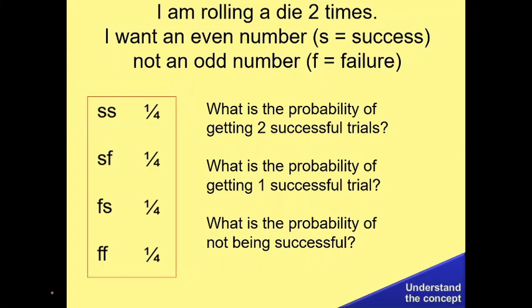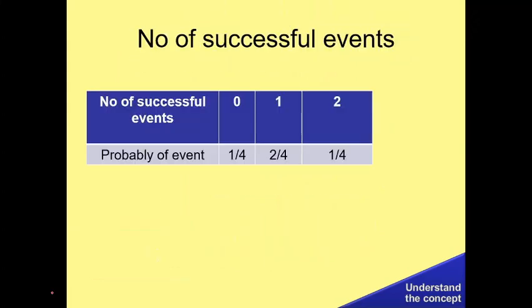One successful trial. Well, I've actually got two situations where this happens. I need to be successful and I also need to be unsuccessful, and it's two different ways. So it's actually 2 quarters. I know you can change it down to a half, but I'm going to leave it as 2 quarters for the time being. And not being successful is clearly going to be 2 fails. So these are my outcomes: 1 quarter, 2 quarters, and 1 quarter again.